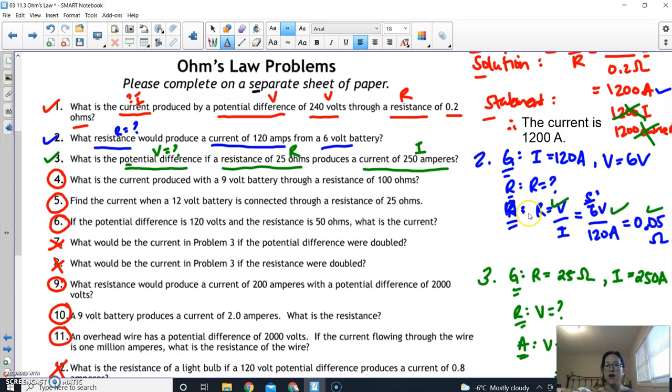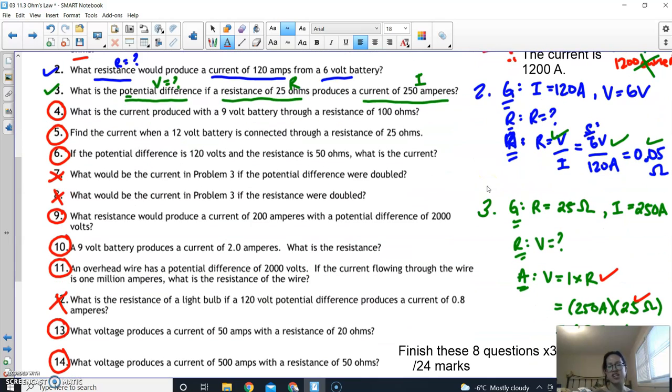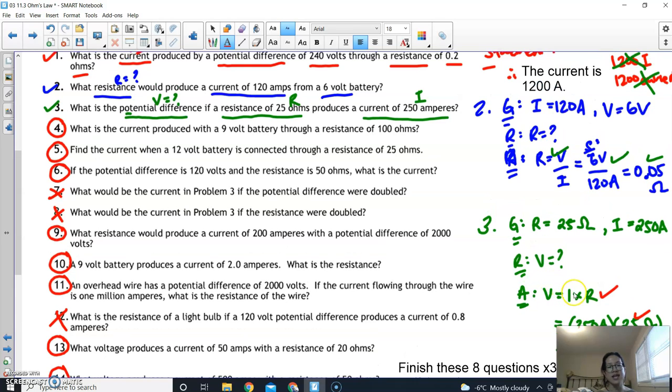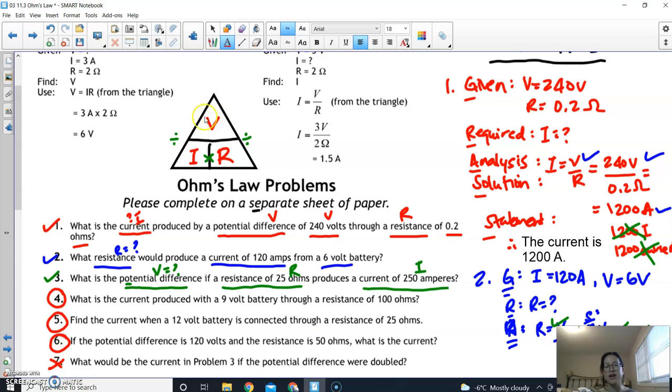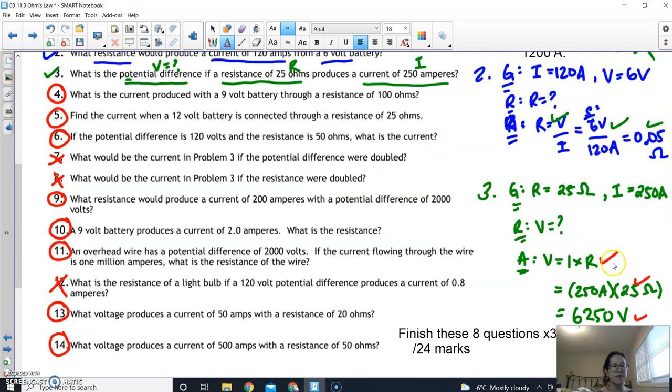Okay. For question number 3, similarly, okay, so I'm not going to go over it. Actually, maybe I will go over it, okay? But the main thing here is potential difference is V, that's what's missing. R is 25 ohms, I is 250 amperes, so there it is right there. Now I'm looking up V, so V is equal to I times R, because what I do is I'm covering up the V, it's equal to, and I'm reading it horizontally, I times R. So I write that down, I get a mark for that.